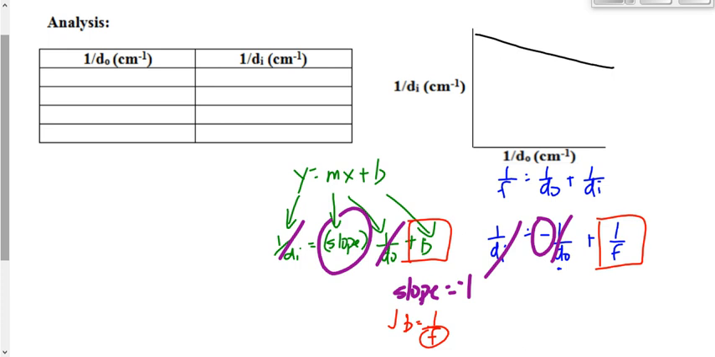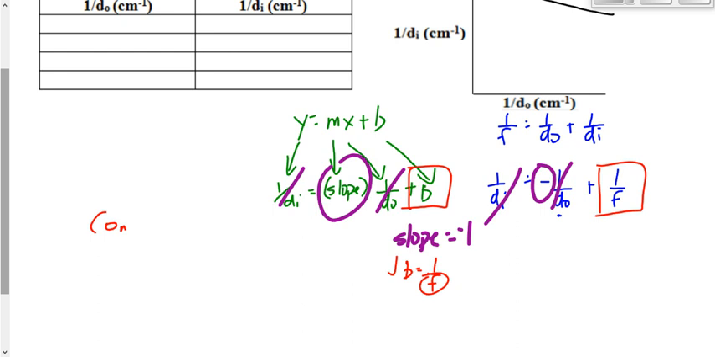So what do you think you're going to do to test to see if the thin lens equation is valid? Yeah, percent error. You're going to compare the two. So compare your calculated f with your measured f.